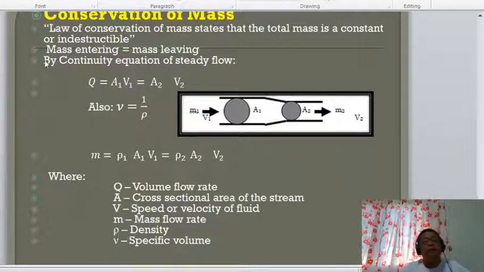Specific volume again is the same, one over the density. Take note, this is for a liquid fluid. For gaseous fluids, we always consider the density of the gas at any point. So the continuity equation is multiplied by the density when applied to a gaseous substance.